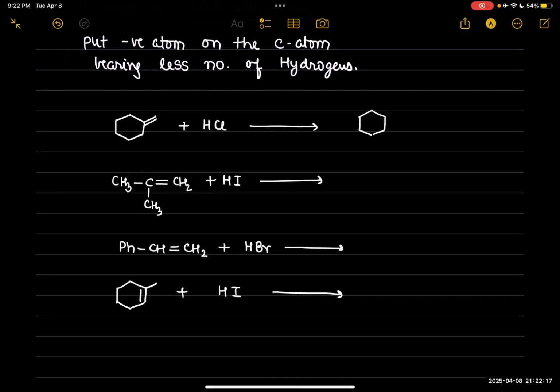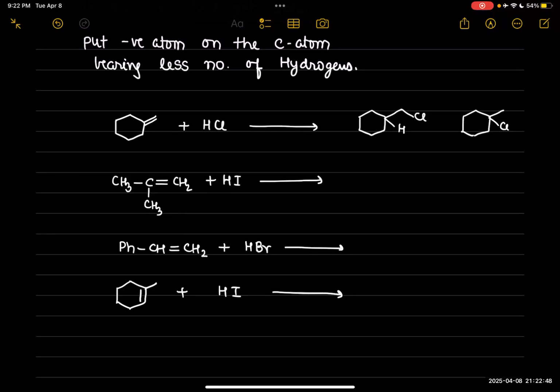So the double bond is outside the ring. I break this double bond. I put Cl and H, or if I write Cl and H. That H you don't need to mention. Sometimes it is not written because in bond line the H atoms are not shown. Are you getting my point?